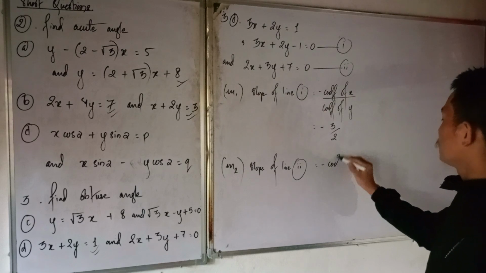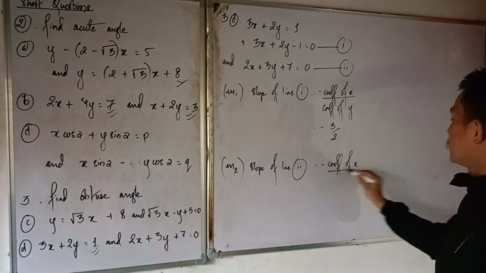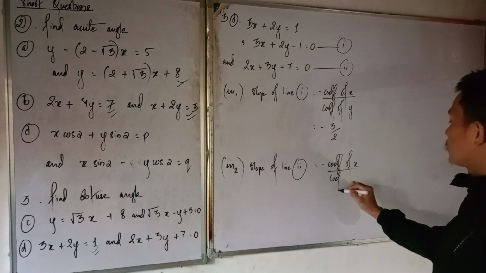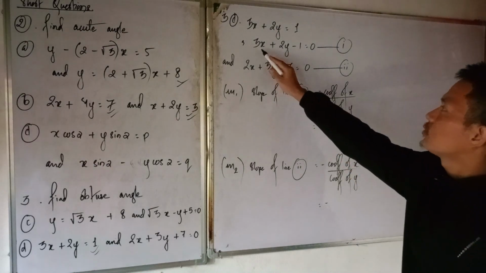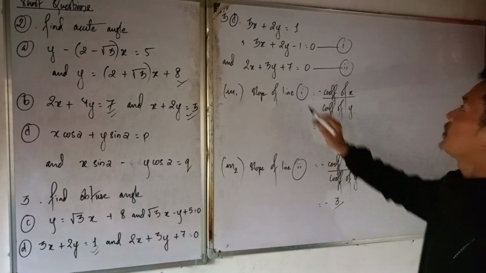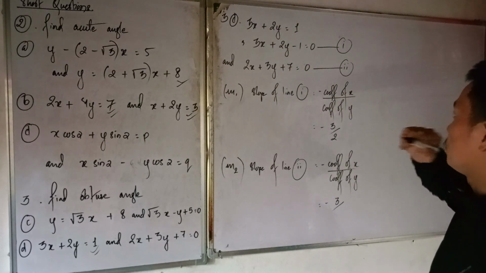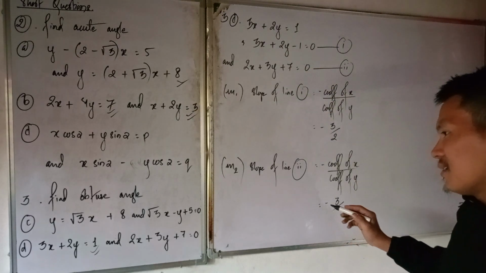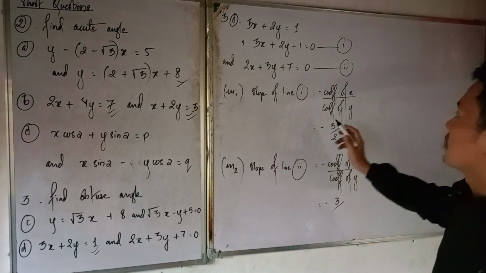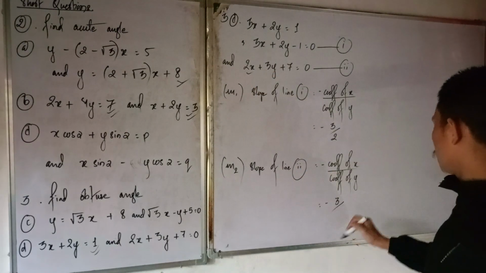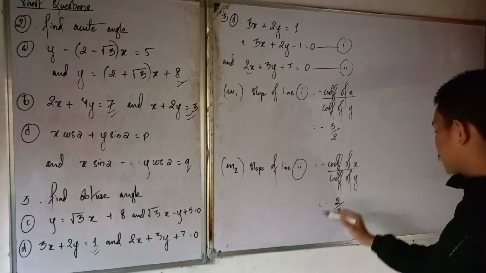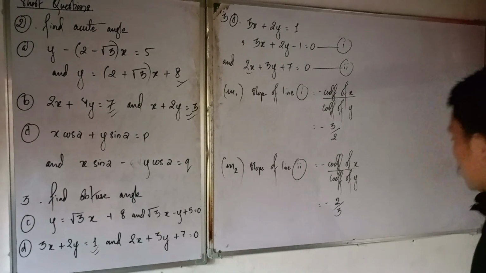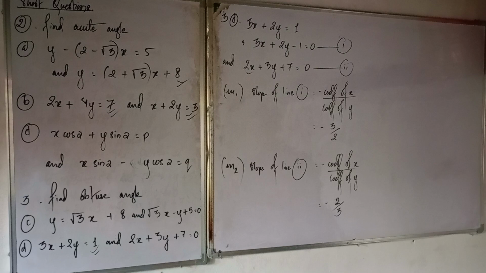Here also you use the same formula: minus coefficient of x divided by coefficient of y. So we have minus 3 and the coefficient of y is 2. Here the coefficient of x is 2 and the coefficient of y is 3.